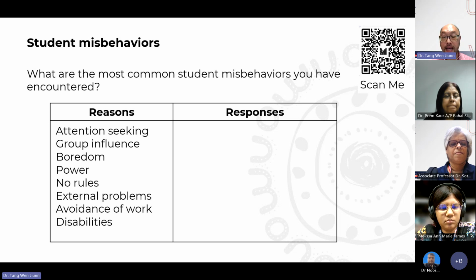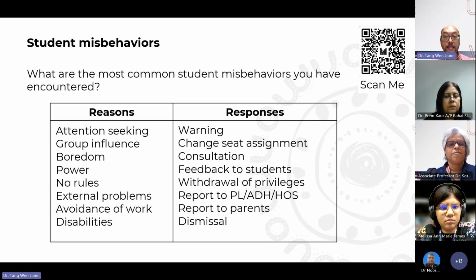So over here, I have a list of responses. They are very generic responses, so it's up to us which one is best to use at that time. Normally when it's the first or second time, we will give a warning. That's the first thing we do. We don't punish them straight away. We give them a warning.